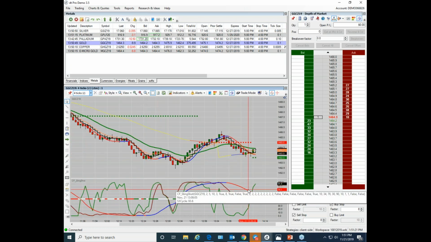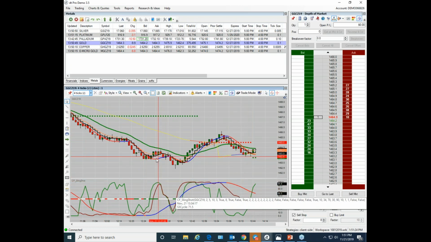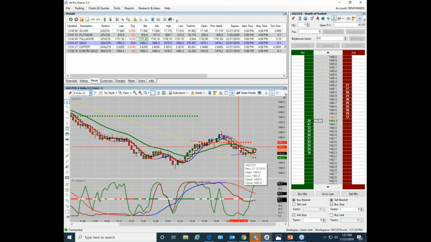Even though we have a red cycle, this one could be that sideways chop I was just referring to. So my opinion is stay out of there.